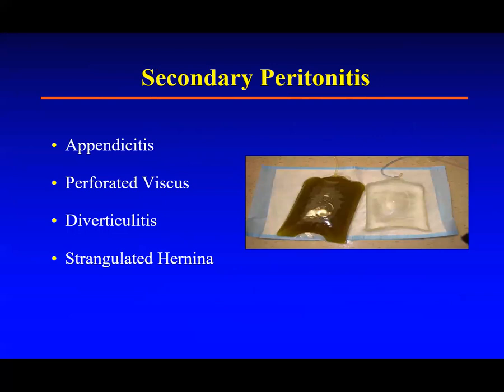Keep in mind also that there is something called secondary peritonitis, where it's not a primary bacterial infection, but you have appendicitis or a perforated viscus, diverticulitis, rarely a strangulated hernia. And when the fluid looks brownish like this, that's a clue.